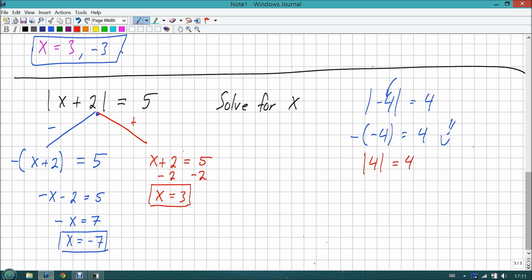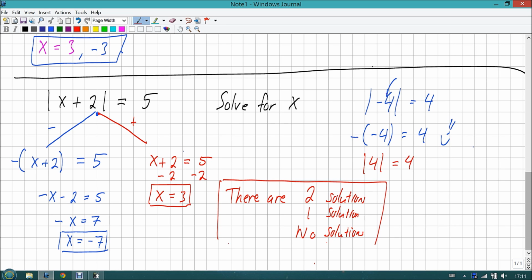So there are 2 solutions. One solution or no solutions to every absolute value equation. There will always be one of those 3. Can't have 3 solutions, can't have 50 solutions, can't have infinite solutions. You either have 2, 1, or none.